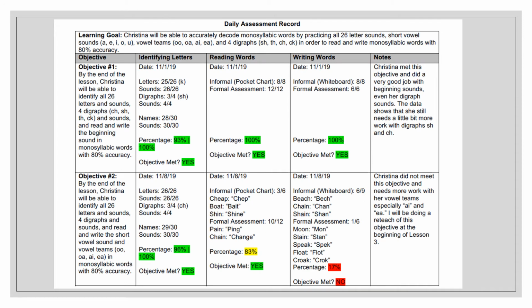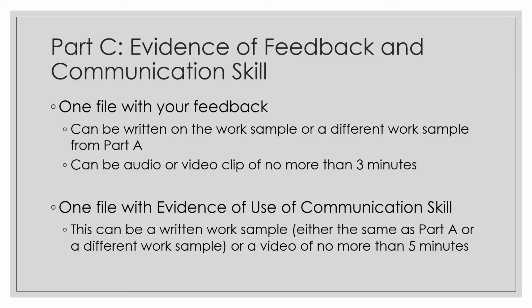Here's an example that is from the sample submission that we have on the Blackboard shell. You can take a look at this in more depth on Blackboard. But you can see how she created a daily assessment record. It lists the learning goal, and then it lists the objective for each of the lessons. This only shows the first 2. And the 3 things that she was assessing, and then some notes on it, and whether the learner met the objective or not. So that's an example of a daily assessment record. And you would put each of those into one file. Again, label them for lesson 1, 2, 3, etc.